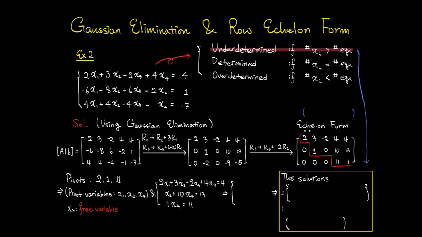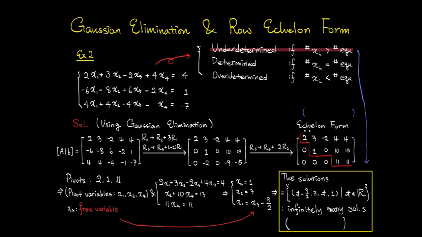Simplifying these equations, we have x4 is equal to 1, x2 is equal to 3, and x1 is equal to x3 minus 9 over 2. The reason we expressed x1 by using x3 is because x3 is a free variable. So they have infinitely many solutions, and the solutions are expressed like this by using a free variable. And because the solution exists, we refer to this linear system as a consistent system. An underdetermined linear system usually has infinitely many solutions, but not always.